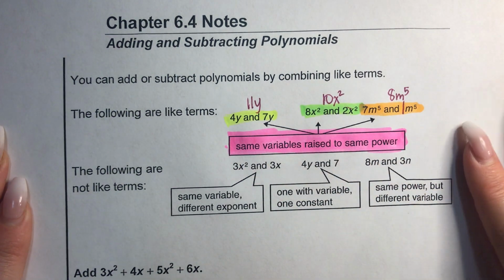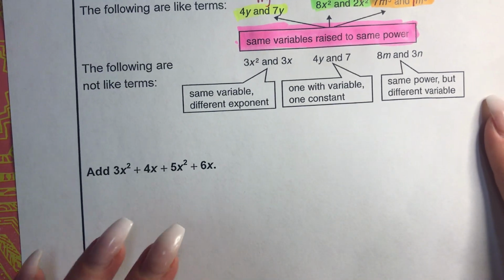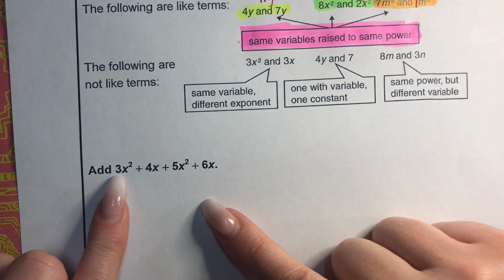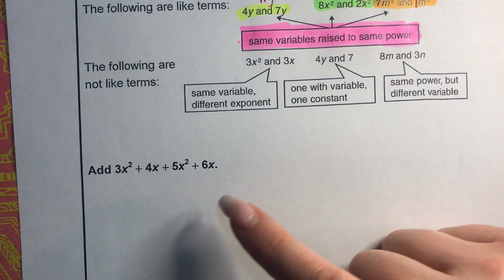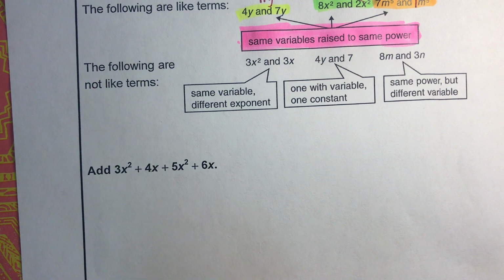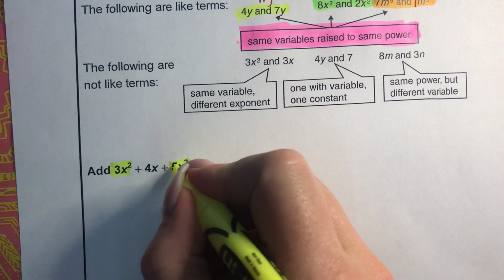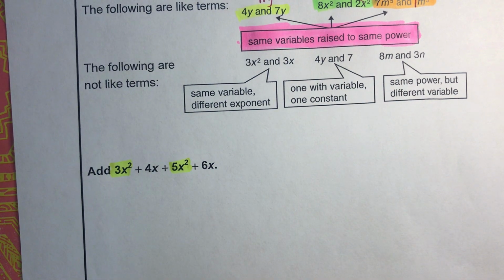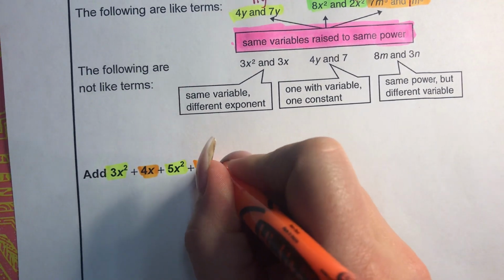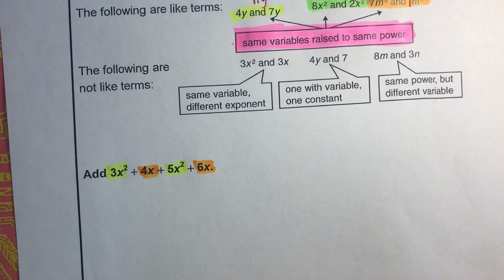All right? So that's just kind of looking at things that are like terms and looking at things that are not like terms. All right, so now we're just going to talk about adding, okay? So whenever you add, you can only add things that are like terms. So when I'm looking at this, 3x squared plus 4x plus 5x squared plus 6x. So what are like terms? So what I'm seeing is I'm seeing this x squared, and here's an x squared. So I can add those two things. Also, I see that there is a 4x, and there's a 6x. So they're both x, and they have an exponent of 1. So I can add those things.